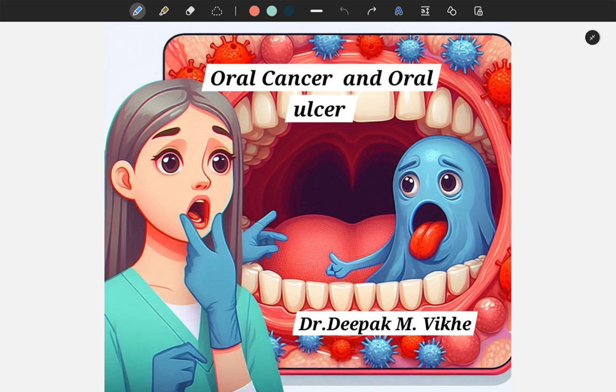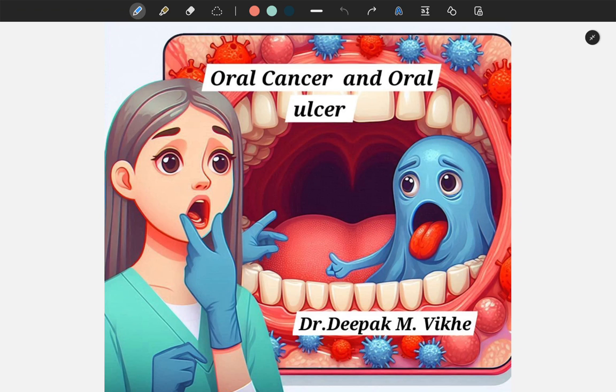These are typically small round or oval sores with a red border and a white or yellow center. They usually appear on the soft tissues of the mouth, like the inner cheeks, lips, and tongue. So we should regularly check these areas, that is the inner cheek, lips, and tongue.